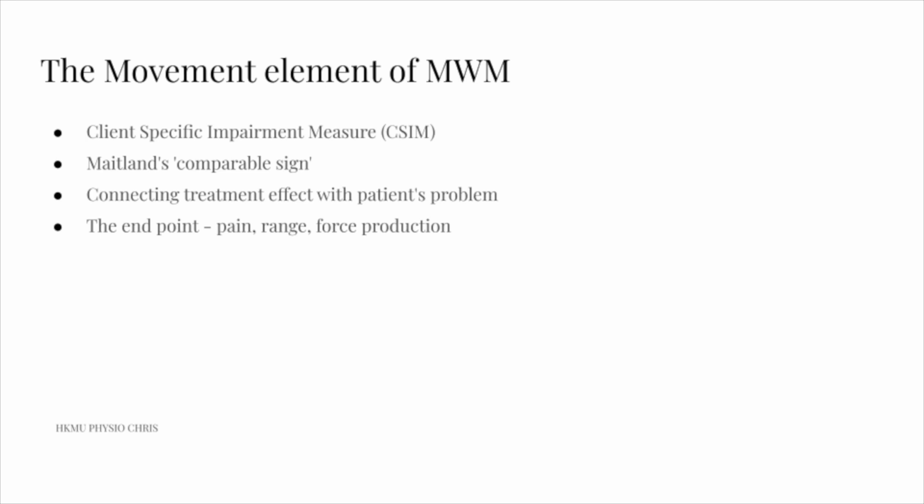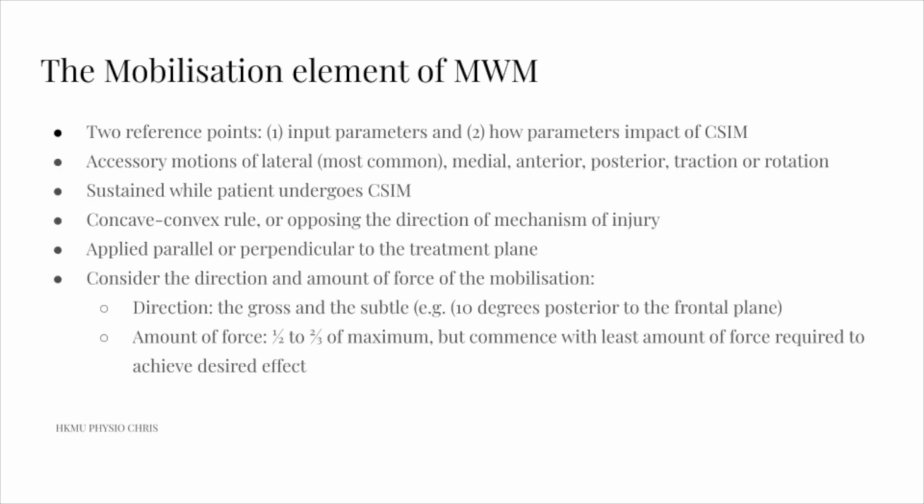The CSIM's importance lies in connecting the treatment effect with the patient's problem, making it more meaningful for the patient. The CSIM also helps direct the therapist in deciding various treatment parameters. The endpoint of the client-specific impairment measure is a quantity: a numeric pain rating scale for pain, range of motion for range, or force production, let's say a pain-free grip strength in tennis elbow.